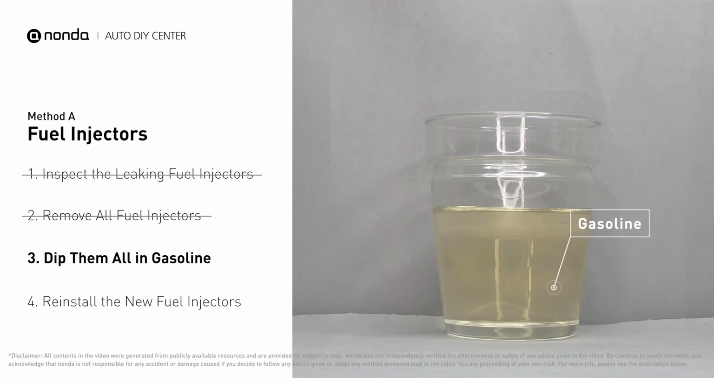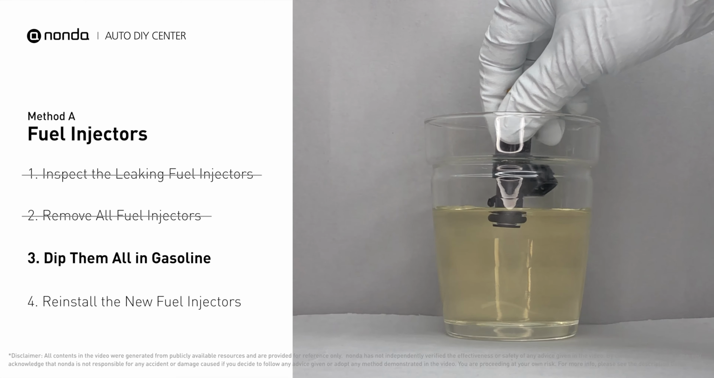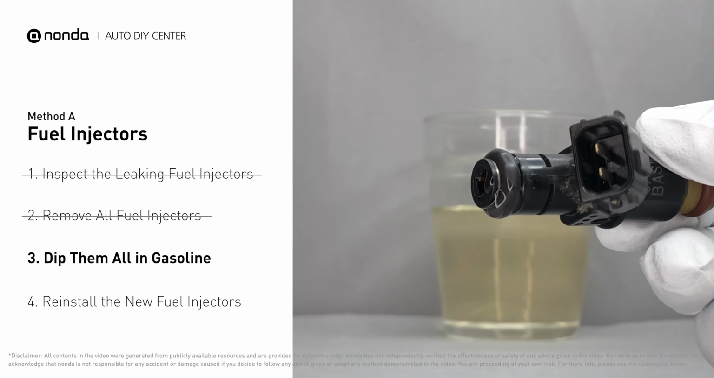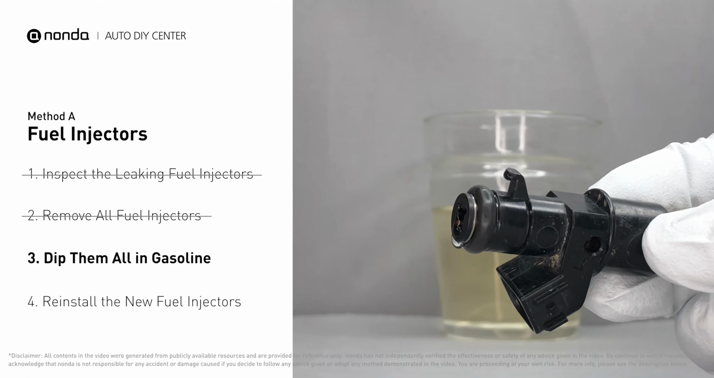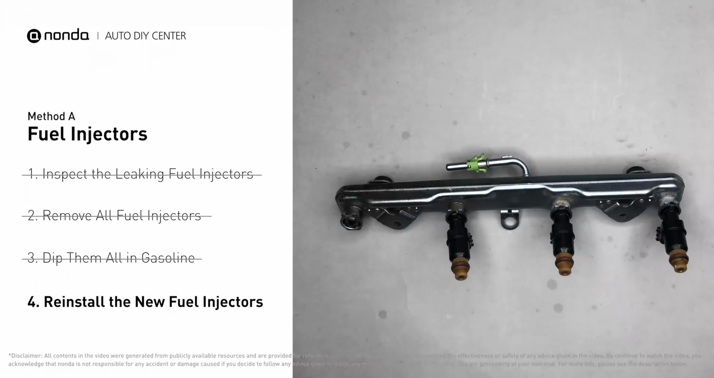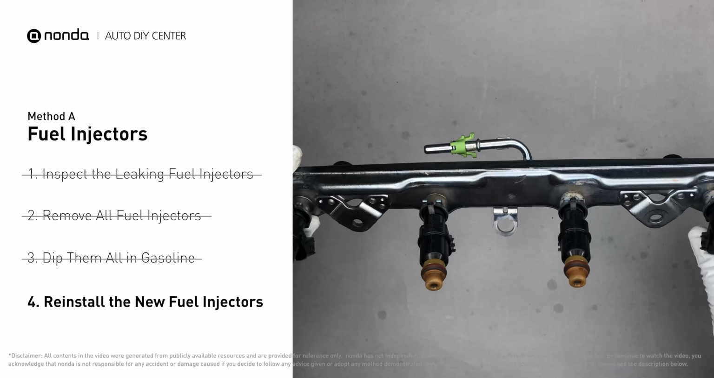In order to prevent leaking, get some gasoline, put it in a cup, and then dip the new fuel injector into it, so the seals get wet with gasoline, and it will go in and won't leak. After all, just slide all the new fuel injectors in.